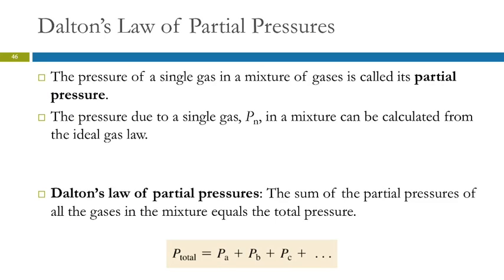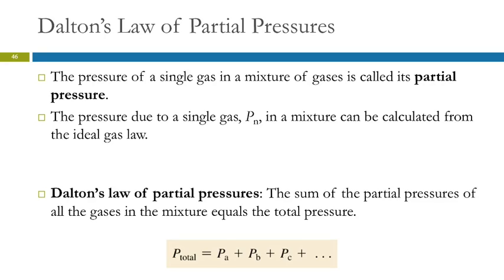Remember Dalton, of Dalton's atomic theory? Well, he has a law of partial pressures. So Dalton's law of partial pressures says that the sum of the pressure from each gas in a mixture is equal to the total pressure. So each gas is behaving independently of the other gases in the mixture. Each gas is exerting a pressure, bumping into the walls of the container. If we take the pressure from each gas and add them together, that will give us the total pressure. The pressure of a single gas is called a partial pressure.